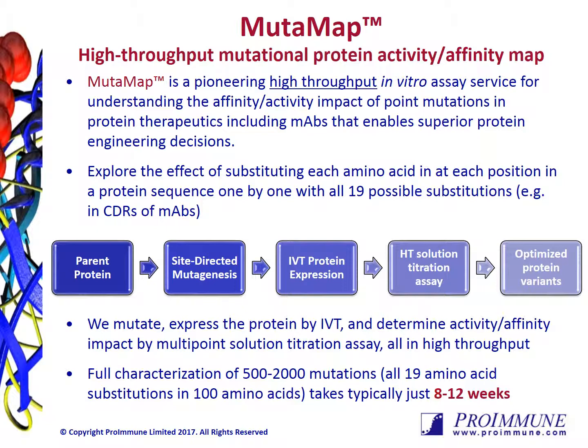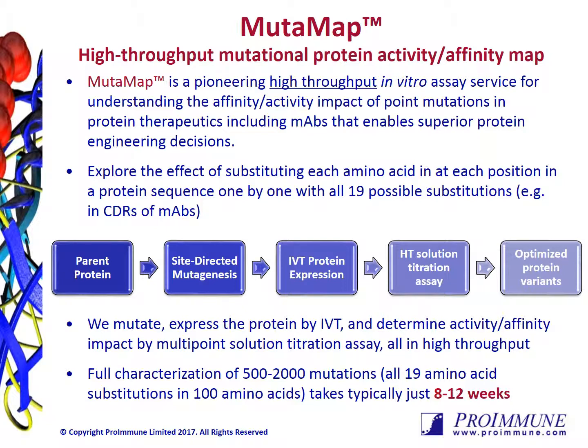Exploring individual point mutations is not a new approach, but it has been difficult to carry this step out in a very high throughput way, especially where the objective is to clone and express every mutant and then measure its affinity and activity with reasonable accuracy. This is what MutaMap can achieve for you.